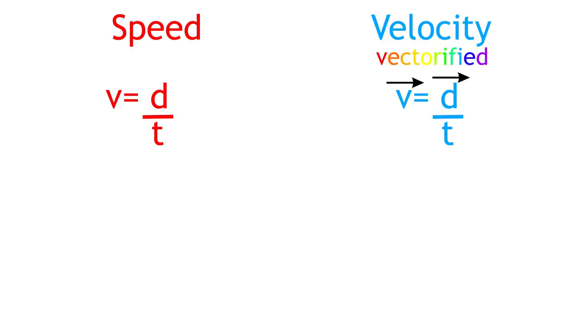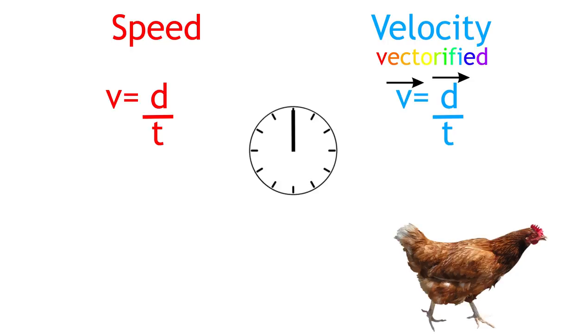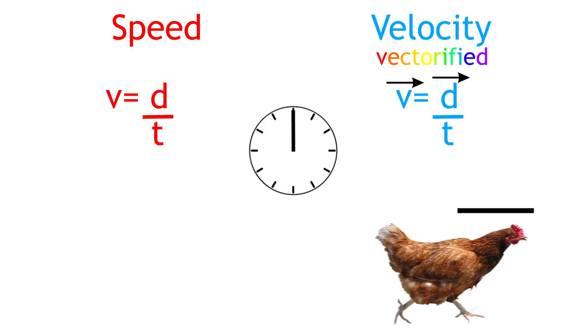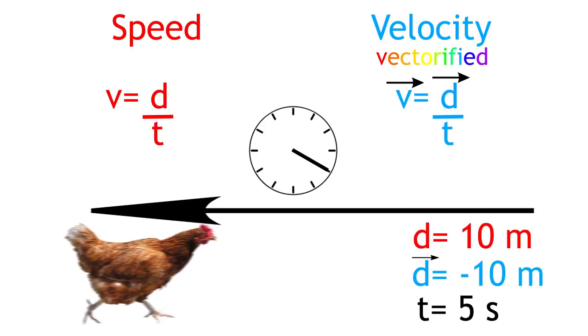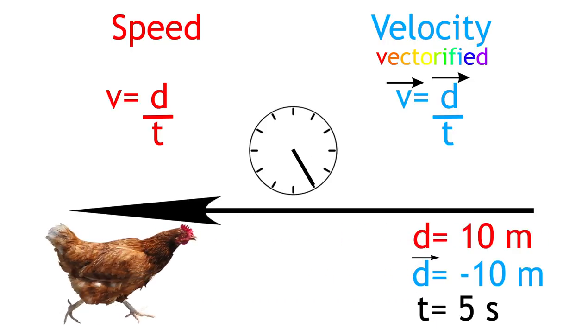Velocity and speed are different in the same way that distance and displacement are. While velocity is a vector and has both magnitude and direction, speed is a scalar and has no direction. Let's use the same example and include time. If this chicken walks 10 meters backwards in 5 seconds, what will be its speed and what will be its velocity? Pause the video here and try to figure this out.